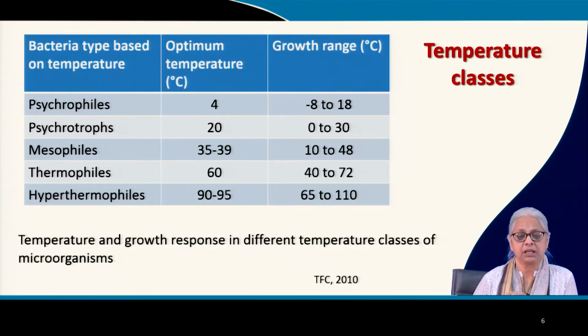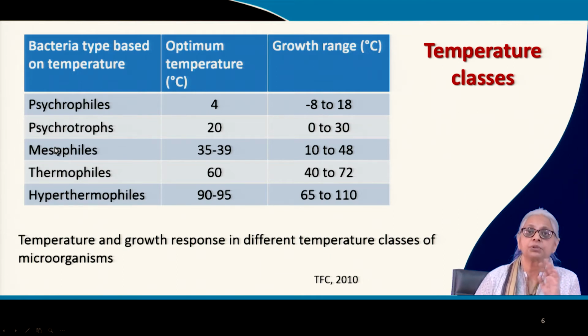Now we come to temperature classes. What we see in this table is that bacteria have been classified according to their optimum temperature. In the previous slide, I mentioned that bacteria that are in our environment, they are used to living in perhaps an optimum temperature of about 35 to 39 degrees centigrade and a range of 10 to 48 degrees centigrade. These are mesophilic bacteria. So when your food is exposed to these mesophilic bacteria, it will spoil under normal conditions. Within these conditions, if these are the temperature conditions, your food will spoil.